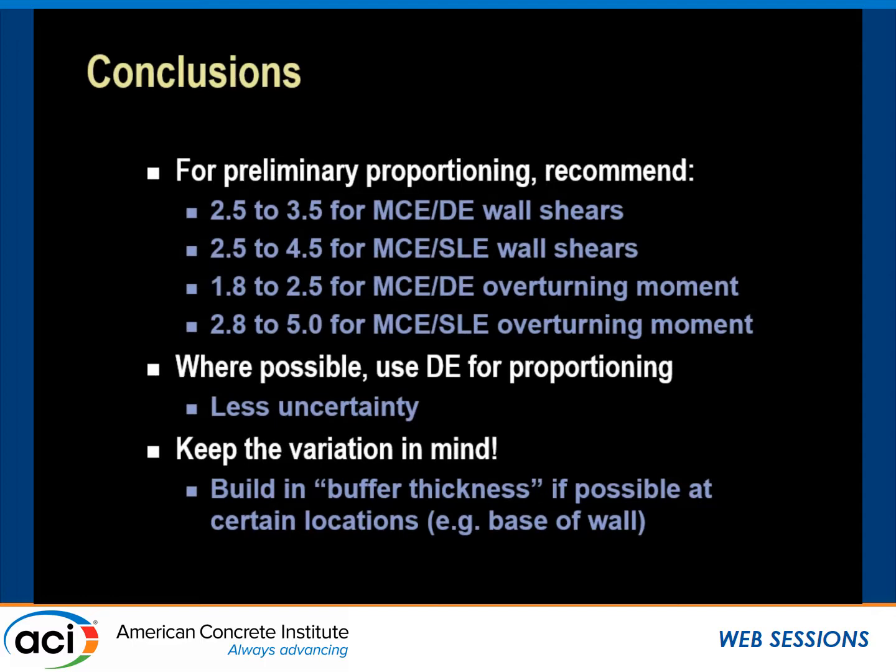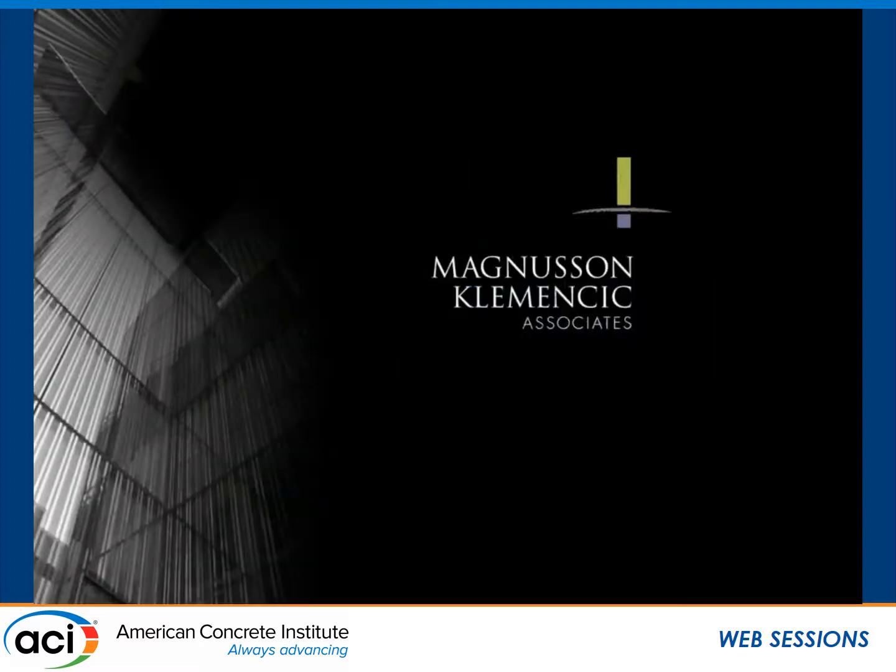So where possible, use DE for proportioning. Even if you're in LA or if you're working internationally where it's not strictly required, it's still worth performing a DE check just to get some initial proportioning completed. And then also keep the variation in mind. Build in some buffer thickness if possible at certain wall locations, for example, at the base of the wall or where you have setbacks, knowing that the amplification factor will not be uniform with building height. Okay, that's all I have.